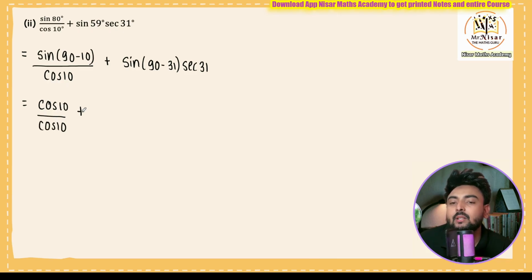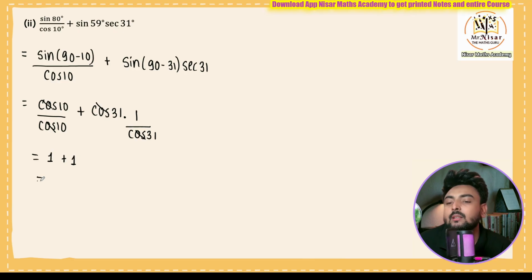Then what will happen here? Sin 90 minus theta becomes cos theta. The theta value here is 31. So cos theta into sec 31. Now sec and cos are reciprocal to each other. So can I write this sec 31 as 1 by cos? Why have I written this? Because this cos will get cancelled, 1 will remain, and on this side 1 will remain, and 1 plus 1, the answer is going to become 2. Let's go ahead and solve the next question.